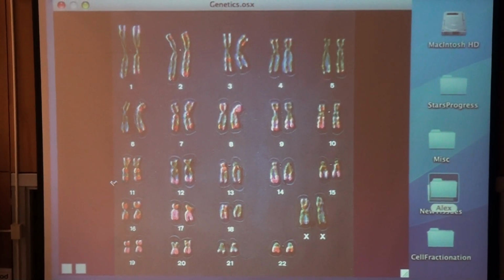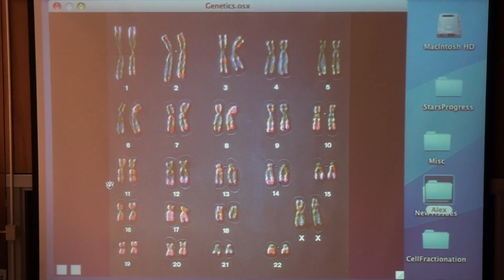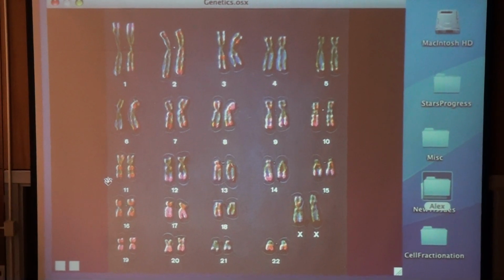Is that using an electron microscope? I believe it is. They used to do this before they had electron microscopes, so it can be done with a light microscope, but somehow it looks like an electron microscope to me. I agree.